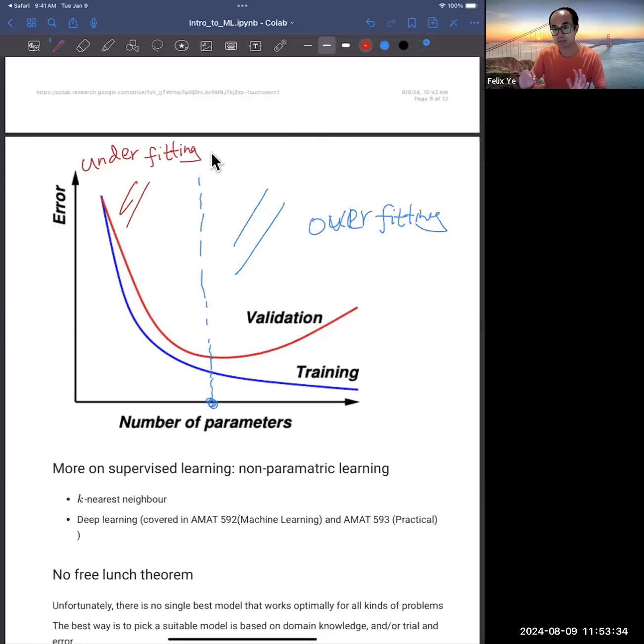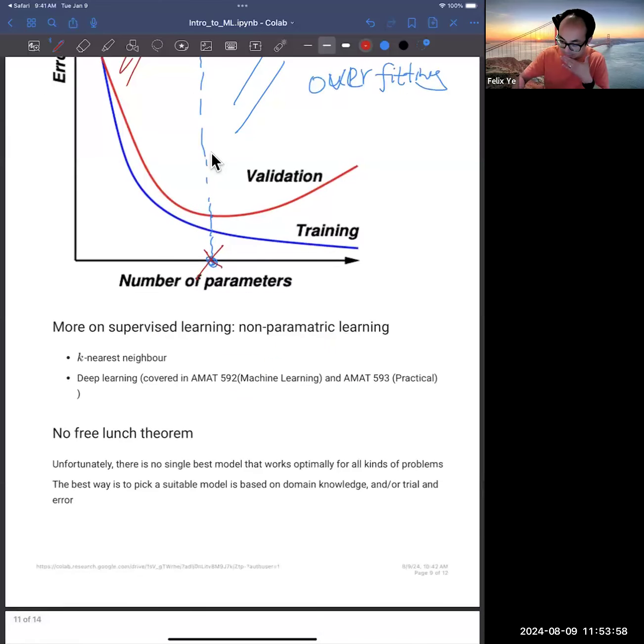Right, so this is something that is very important. We have a sweet spot for the number of parameters right here that splits underfitting and overfitting. If you make the problem more complicated than the sweet spot, that will be overfitting, and everything below that will be underfitting.